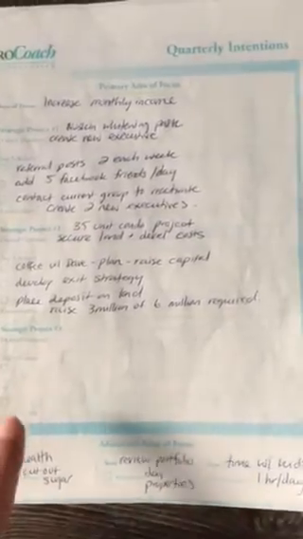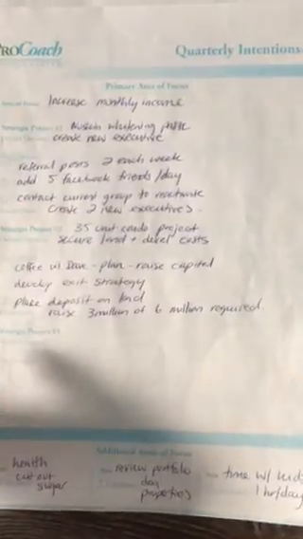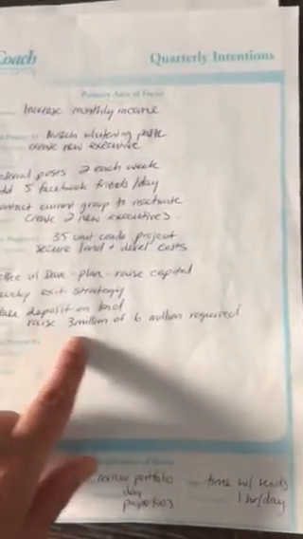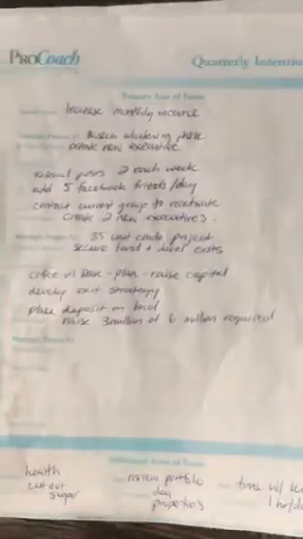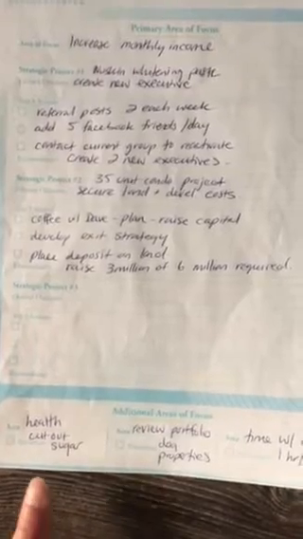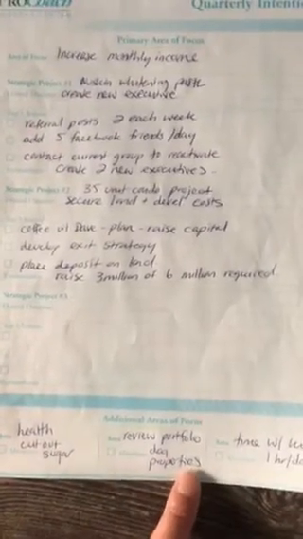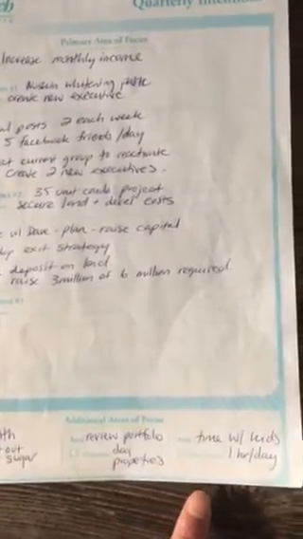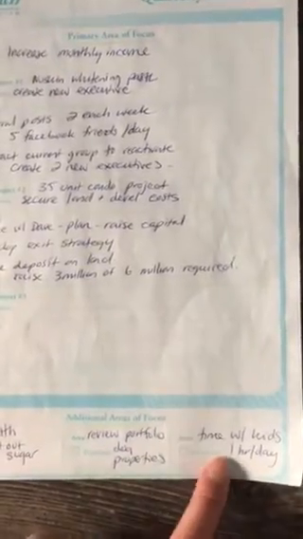And then I have additional areas of focus too. The desired outcome of strategic project number 2 is to secure the land and development costs. Extraordinary would be to raise that 3 million of 6 million required. Thought I'd clarify that. I also have some additional areas of focus: cutting out sugar, reviewing my portfolio for my dog properties, ones I might want to get rid of, and time with my kids, 1 hour a day.